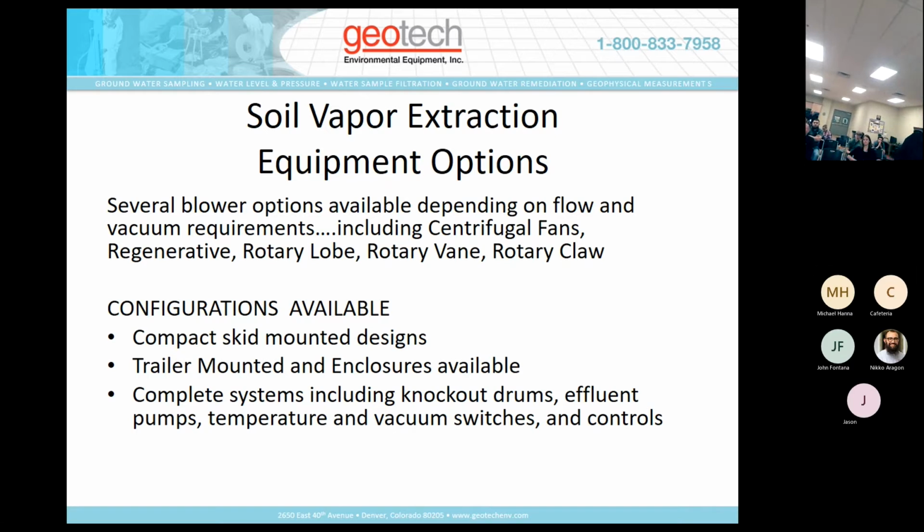How much would something like that go for rental? We rent this particular system from 1.5 up to 10 horsepower for $1,600 a month. Wow. And we also rent it weekly. I believe it's like $600 a week, something like that.